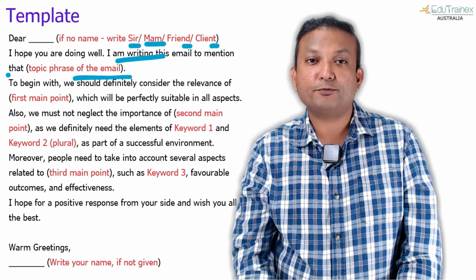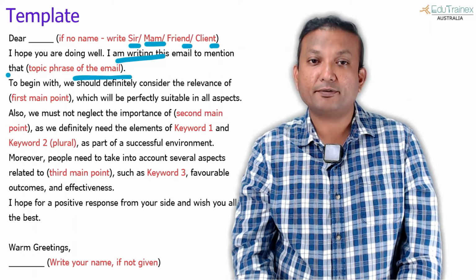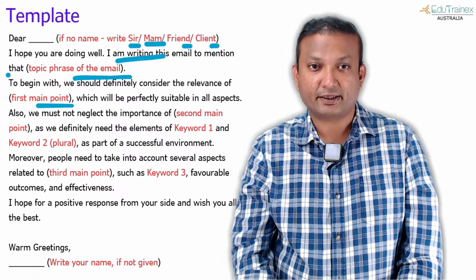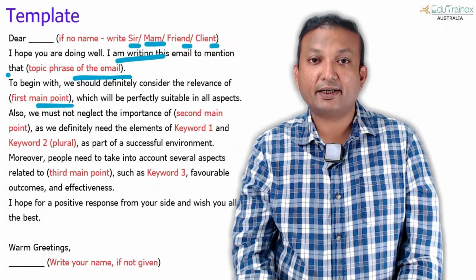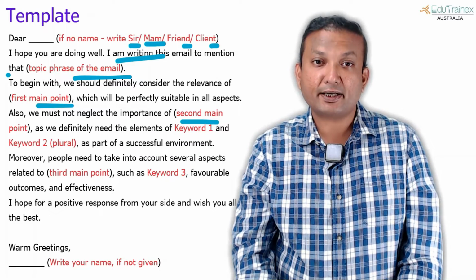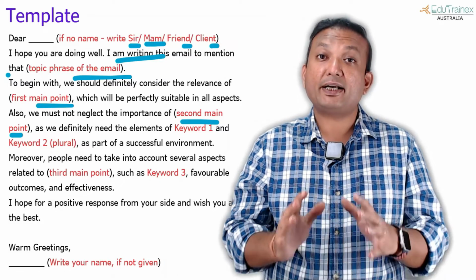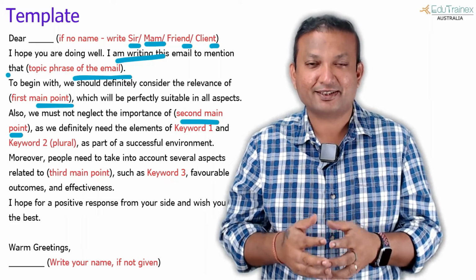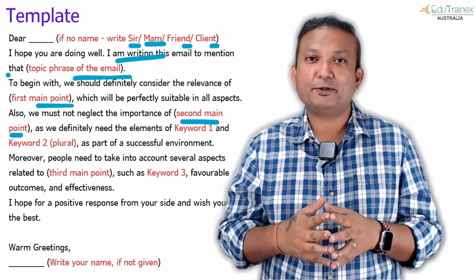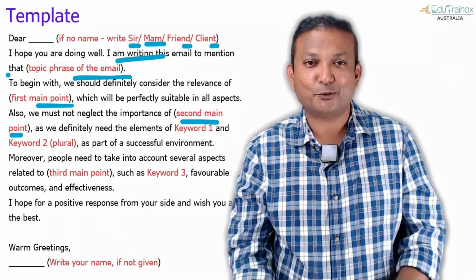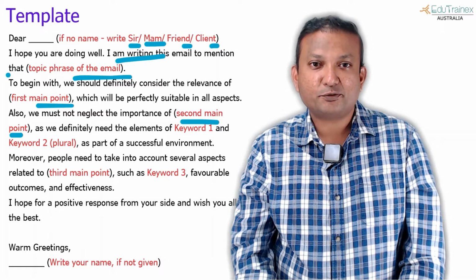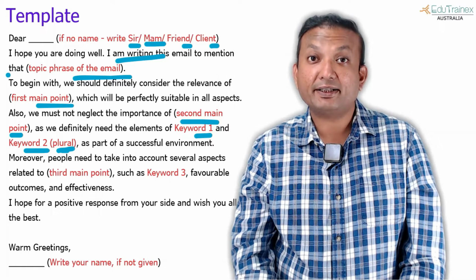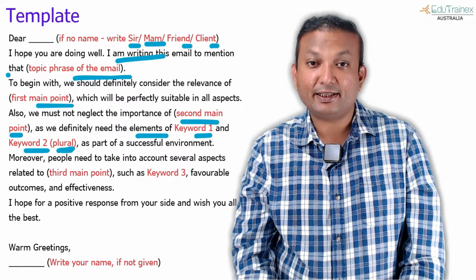The next one is, to begin with, we should definitely consider the relevance of first main point, which will be perfectly suitable in all aspects. Also, we must not neglect the importance of second main point. Now, whenever I am writing the first main point and second main point, try to use phrases that will give you more originality when you are writing your response, and AI is going to like it. Next part is, as we definitely need the elements of keyword 1, keyword 2, try to make it in plural because we have used elements.